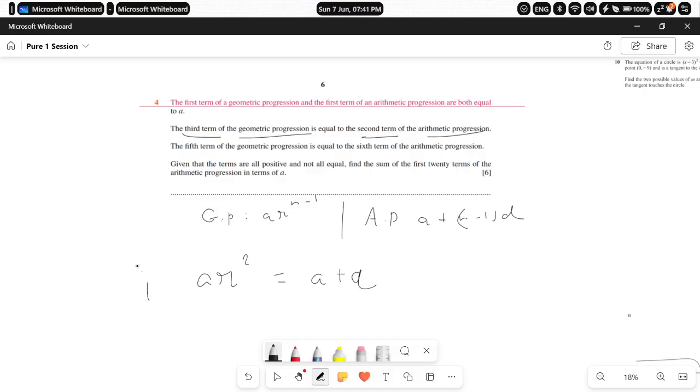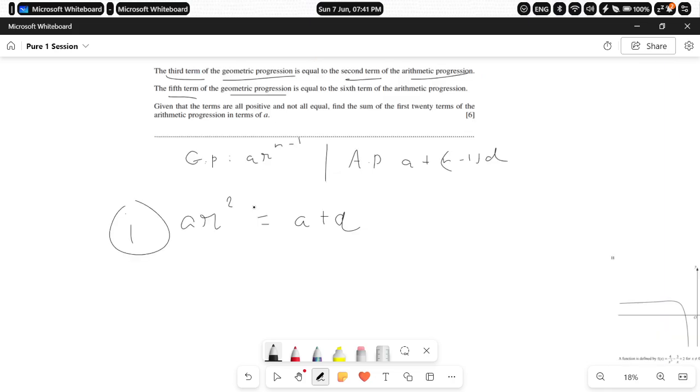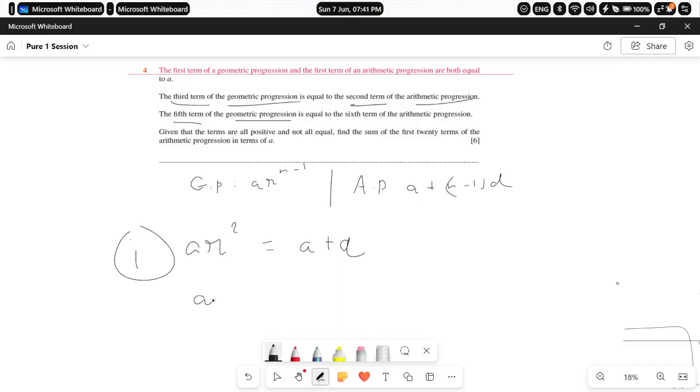So this over here is your first equation. The second equation is that the fifth term of the GP, when n is 5, so A r raised to 4, is equal to the sixth term of the AP. Sixth term, n is 6, so it's just A plus 5d. These are your two equations. Given that the terms are all positive and not all equal, this indirectly tells you that d and r would be positive as well.